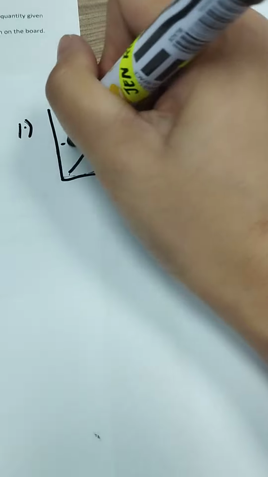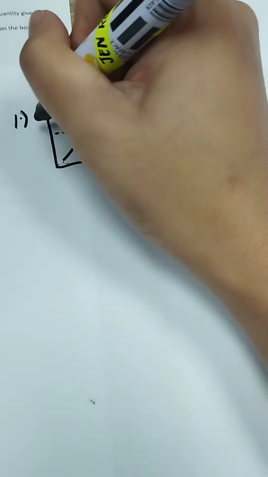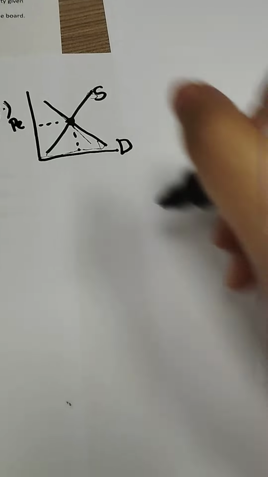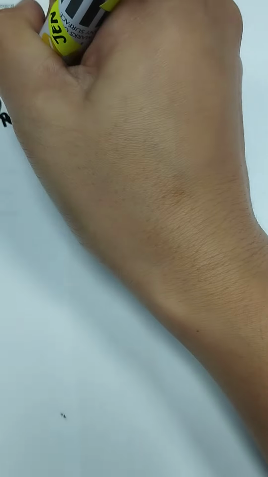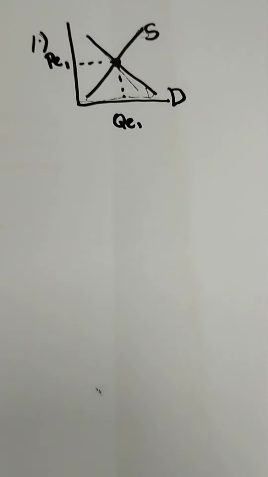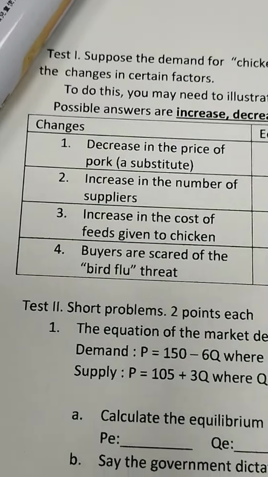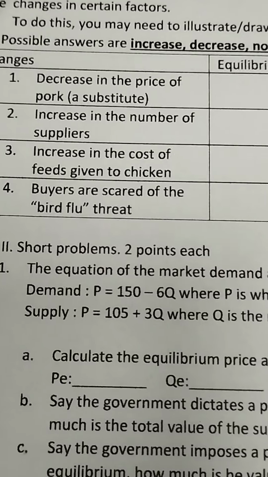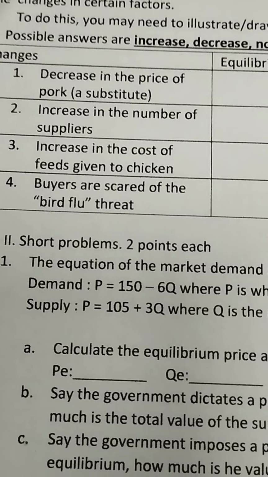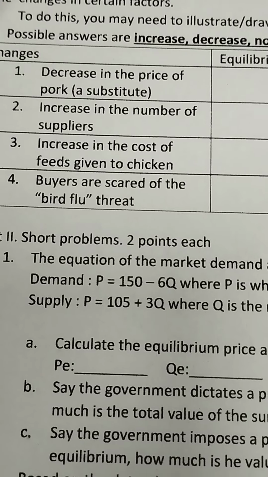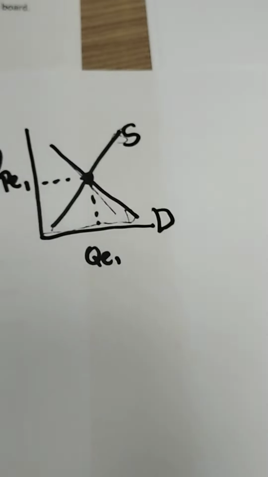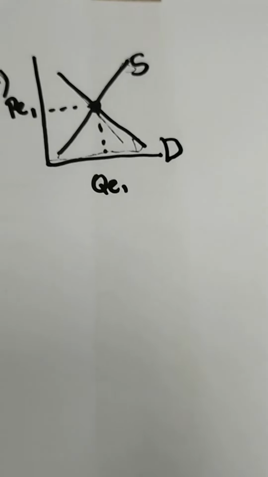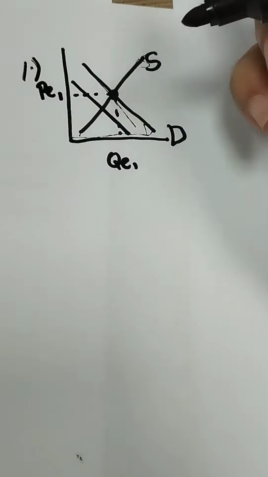The intersection point is your equilibrium point. Now, that's your equilibrium price, and this is your equilibrium quantity. So we'll label that as PE1 and QE1 to signify that that's the original equilibrium price and quantity. Now, for the first number, it says there is a decrease in the price of pork, which is a substitute. So since pork is considered as a competitor, a decrease in the price of pork would encourage other buyers to buy it. And thus, for the chicken, there's going to be a shift in the demand to the left. There's going to be a decrease in the demand for chicken because nagbarato ang iya nga competitor.